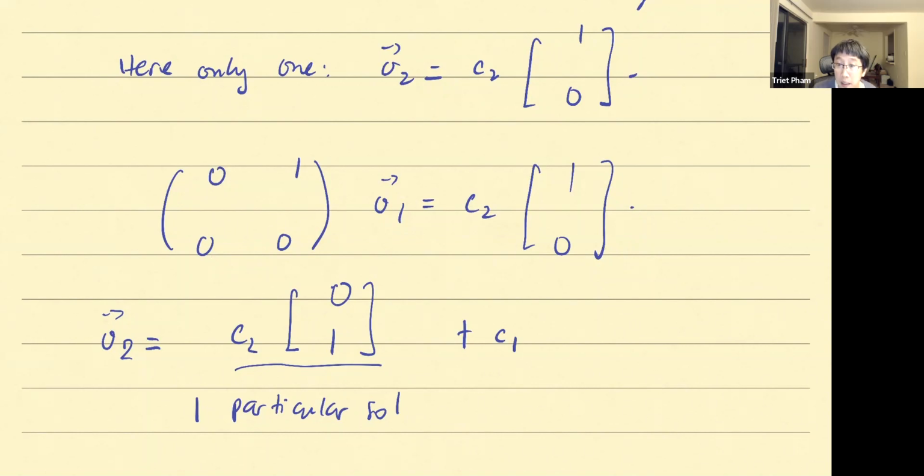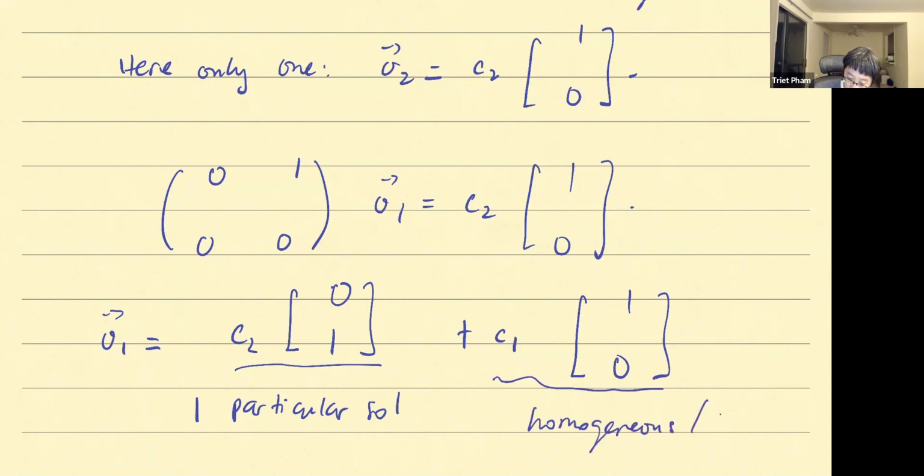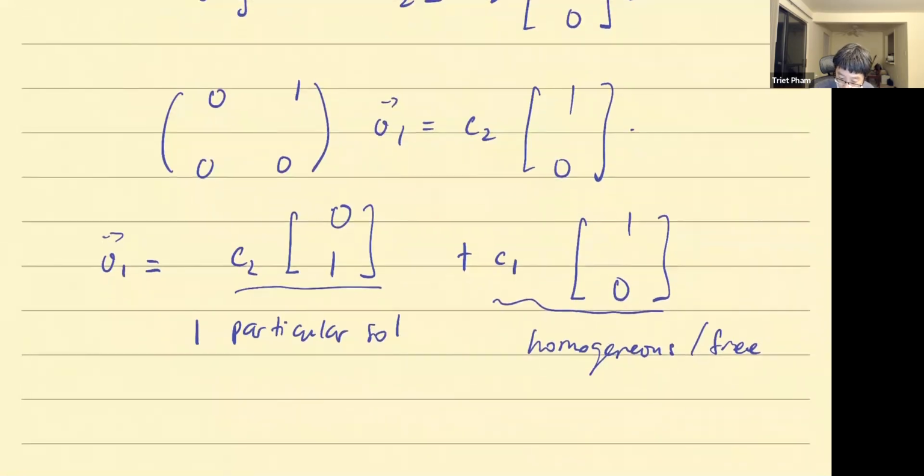Yes, thank you, Sada. Yeah, I meant V1. Okay. Plus C1 times the homogeneous solution, which is 1, 0. So this is the homogeneous part. Are we okay?